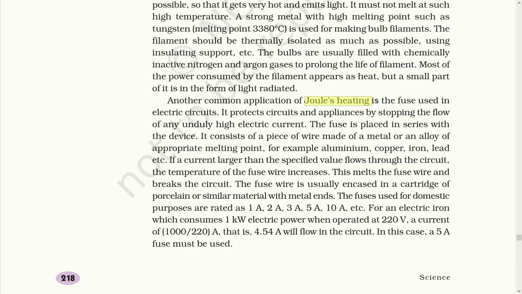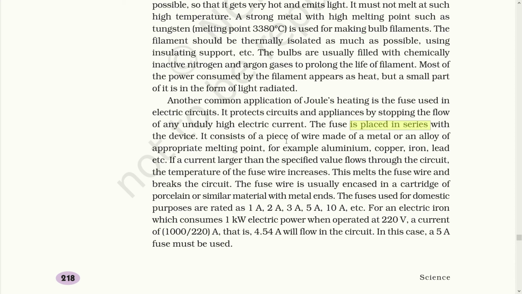Another application of Joule's heat is the fuse. So this is the second application where we use Joule's heating. We apply the fuse wire with proper gauge so that it fuses as soon as more energy than allowed is consumed by our electrical appliances. It protects the circuit and appliance by stopping the flow of unduly high electric charge. Fuse is placed in series. So in the whole connection in our home, the fuse is the only part in our electrical system that is connected in series, while all the other systems are connected in parallel.